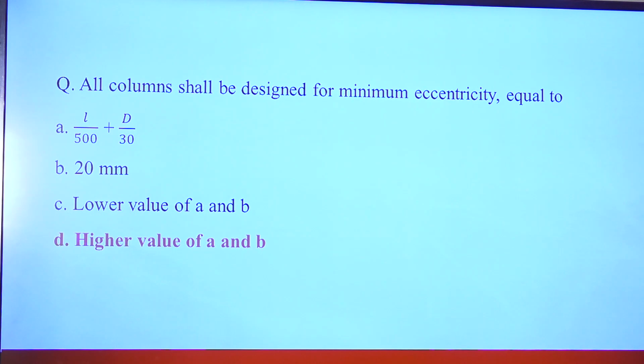Next, all columns shall be designed for minimum eccentricity equal to. Here you can see all columns should be designed for minimum eccentricity of L by 500 plus D by 30 and 20 mm. Another option is given, lower value of A and B. The answer should be the higher value of A and B, because we saw that the maximum value of E minimum should be the more of L by 500 plus D by 30 and 20 mm.